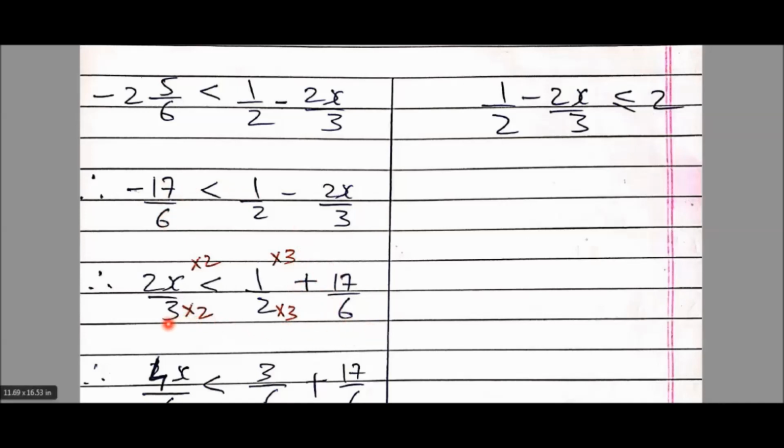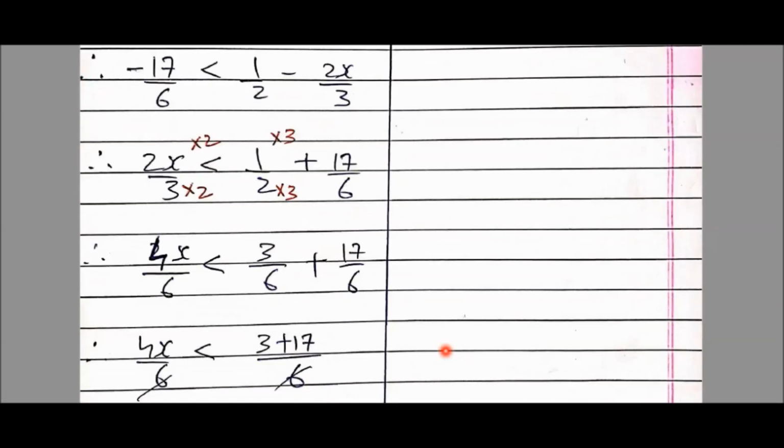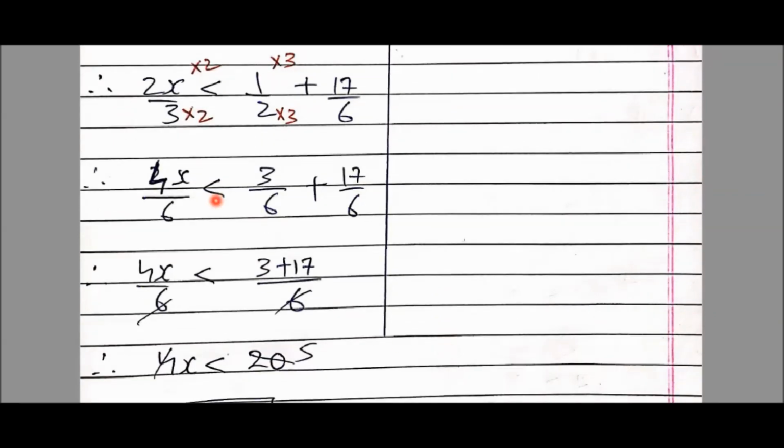Now if you see here, I have denominator 3, here denominator 2, here denominator 6. So if I take the LCM of 3, 2 and 6, it comes to 6. So multiplying here both sides, numerator and denominator by 2, 2. Here also numerator and denominator by 3, 3, just to make this 6 and this 6. So what will happen? It will become 2 twos are 4x upon 6 less than 3 ones are 3, 3 twos are 6, 3 upon 6 plus 17 upon 6. Now 4x upon 6 copied here as it is, common denominator 6 here, 3 plus 17 will be here.